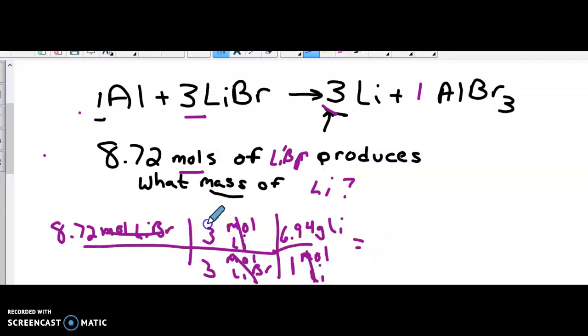So, except for the step where you have the mole to mole ratio, you are not using coefficients, okay? We're back to in 1 mole of, so we're going to have 1 with the mole. So 6.94 times 3 times 8.72 divided by 3 gets you 60.52. Still going to round our answers to the second decimal. And we're going to have grams of lithium.